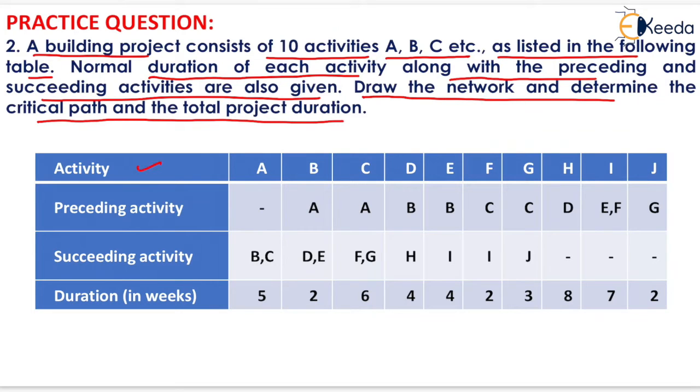Now in this table, activity is shown here, that is A, B, C, D, E, F, G, H, I, J. Preceding activity is also shown, succeeding activity is also shown, and duration in week is also given in this table. Now first of all, we need to draw the network diagram according to this relationship.